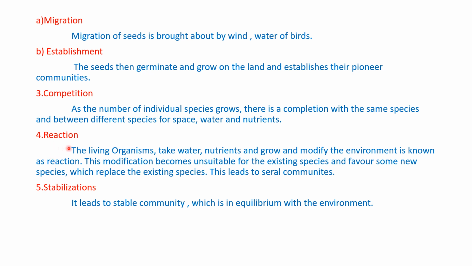The fourth one is reaction. The living organisms take water and nutrients, grow, and modify the environment; this is known as reaction. This modification becomes unsuitable for existing species and favors some new species, which replace the existing species. So this leads to a serial community. The fifth one is stabilization. It leads to a stable community which is in equilibrium with the environment. So that's all about ecological succession. Thank you very much.